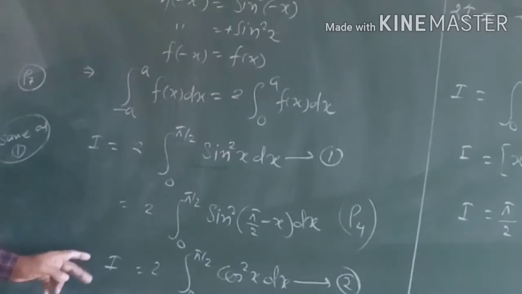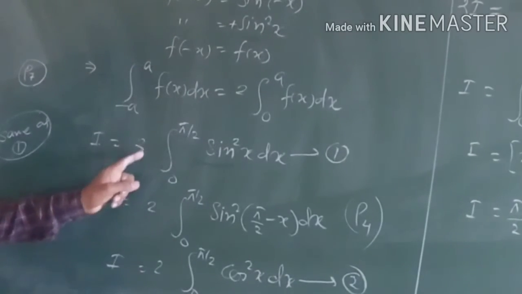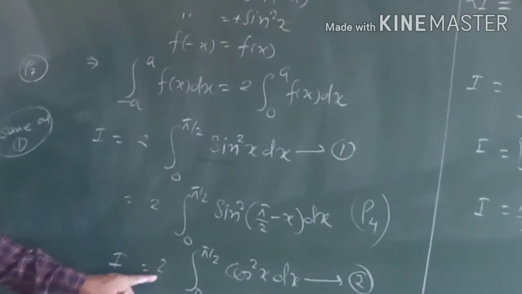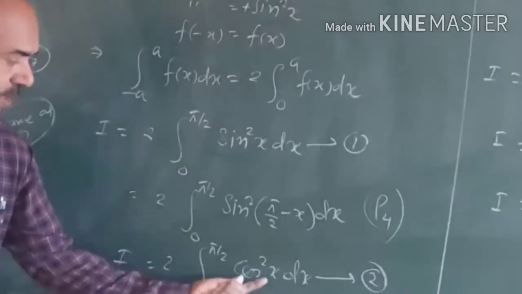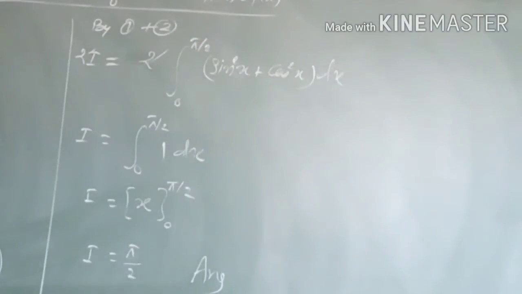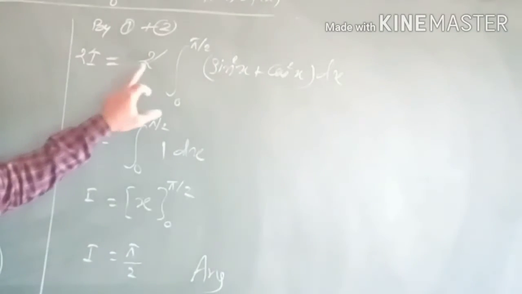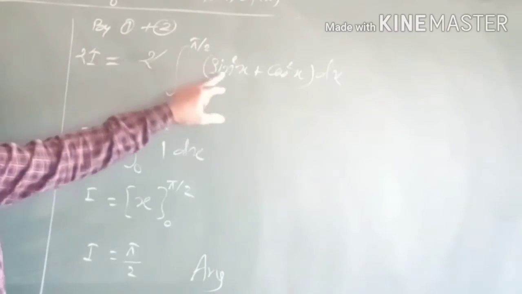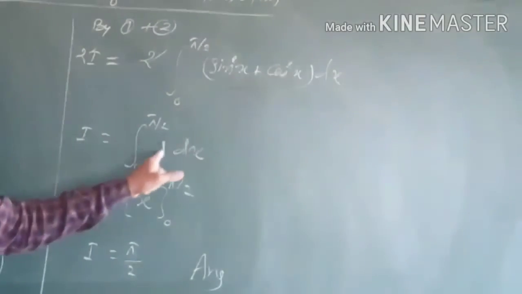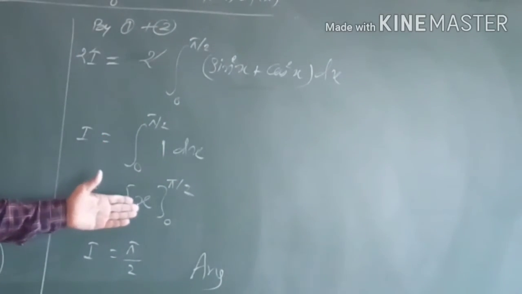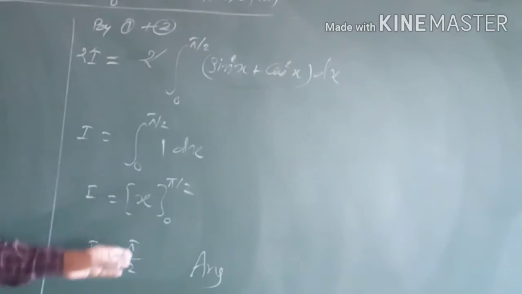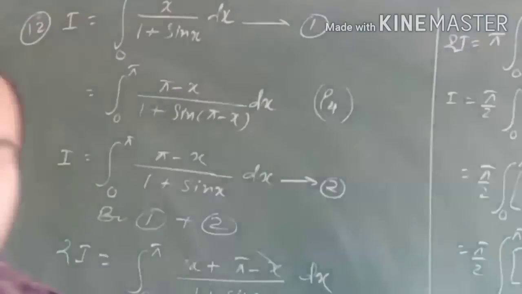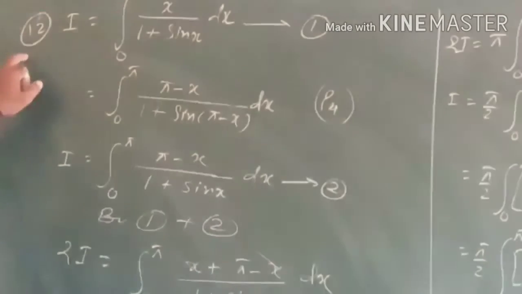By adding 1 and 2, I plus I, that is 2I, and on the right side 2 is common in both integrals, so write 2 outside, and the integral from 0 to pi by 2 of sin square x plus cos square x, which is only 1, and the integral of 1 is x. Now when you apply the limits 0 to pi by 2, pi by 2 minus 0, it is only pi by 2.